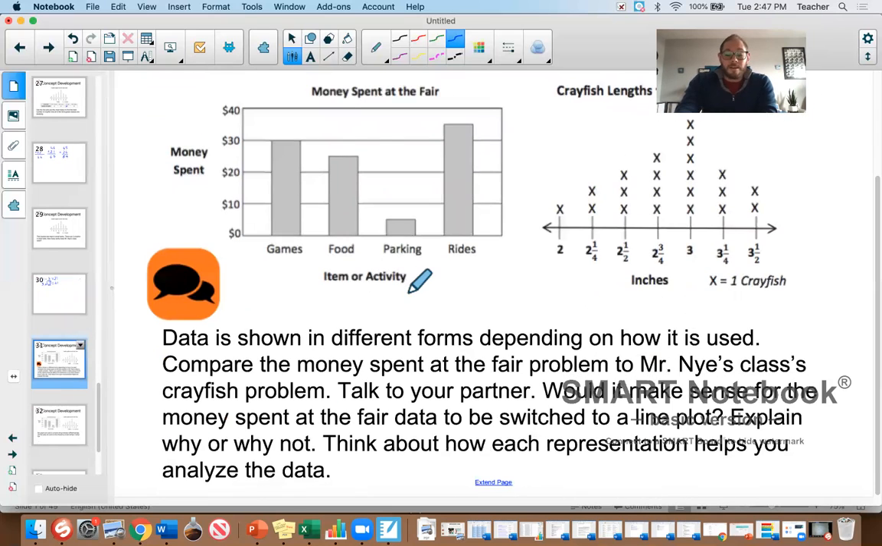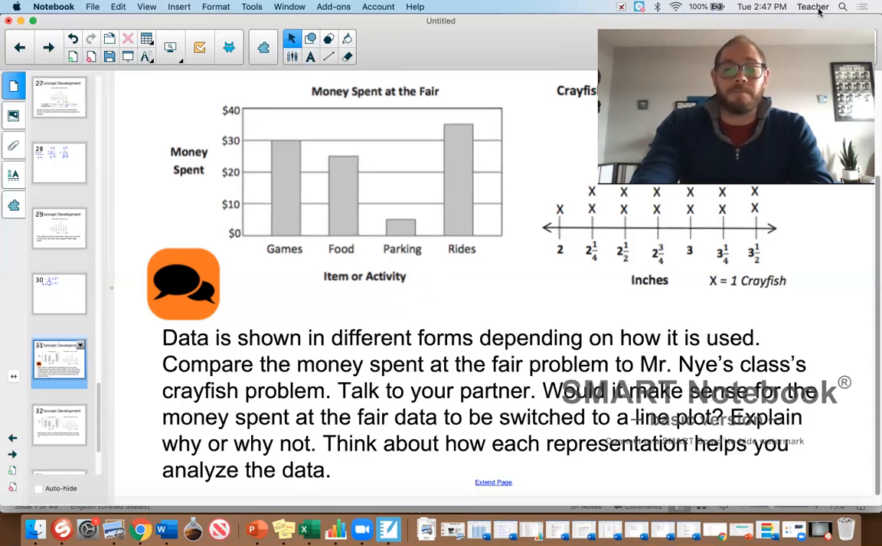All right. Now we're just going to have a bit of a chat about data and what we use different types of graphs for, because I know so far we've studied pictographs, bar graphs, line plots, tally charts. There are lots of ways to show data, but we need to think about when we should be using different kinds of graphs and what we would be using them all for. So I'm going to make myself a bit bigger here. There we go. And I'm going to be reading our screens to you. You should probably be following along as well. Data is shown in different forms depending on how it is used.